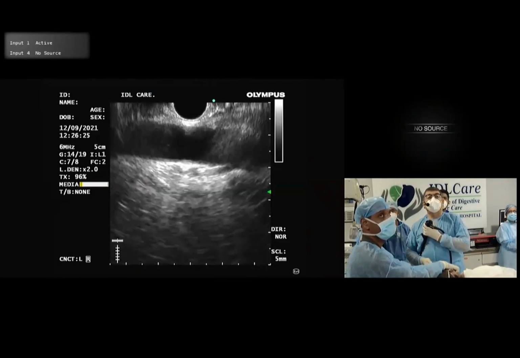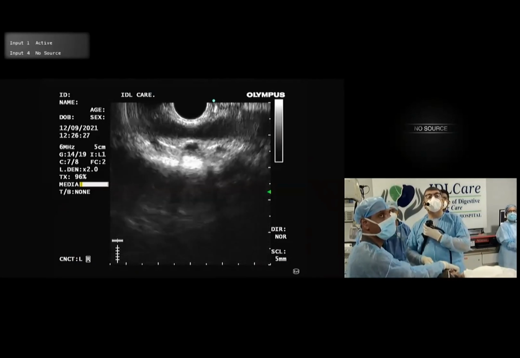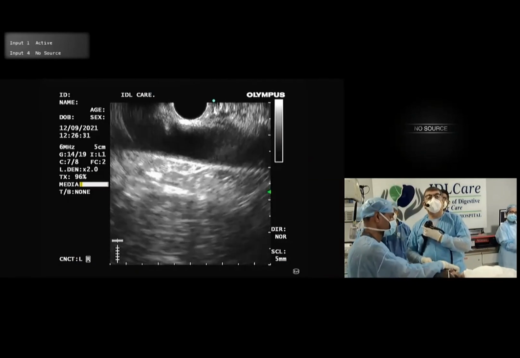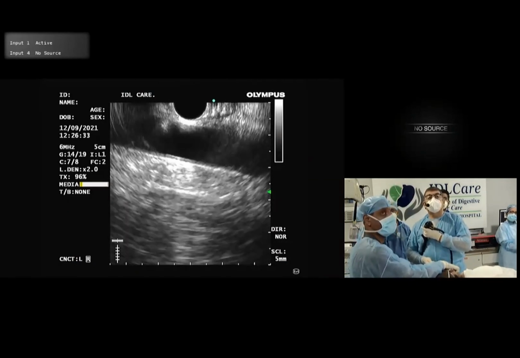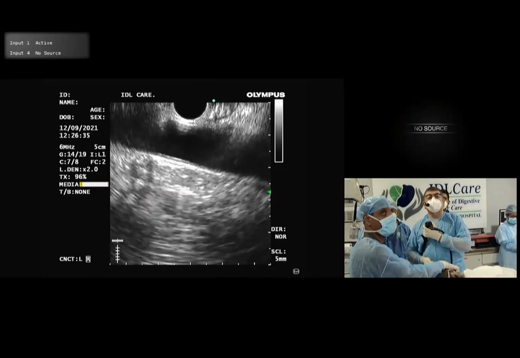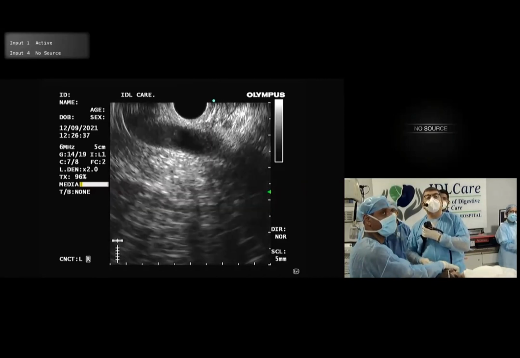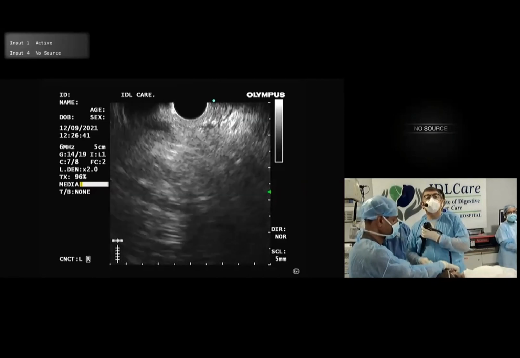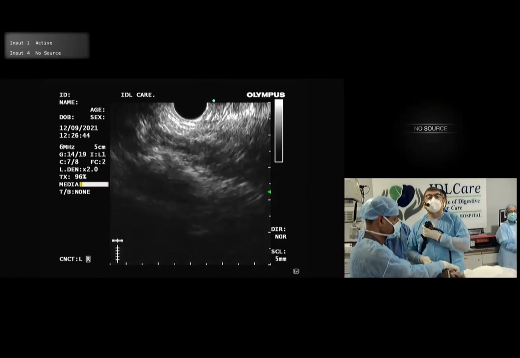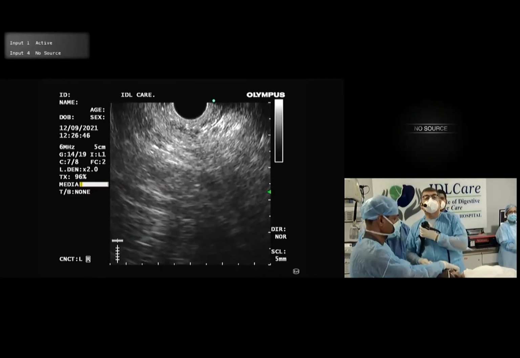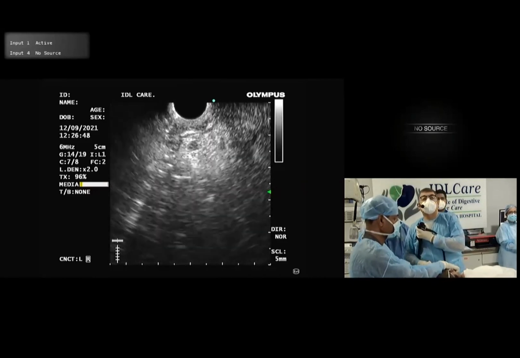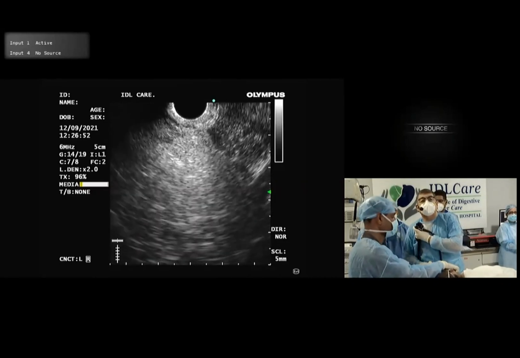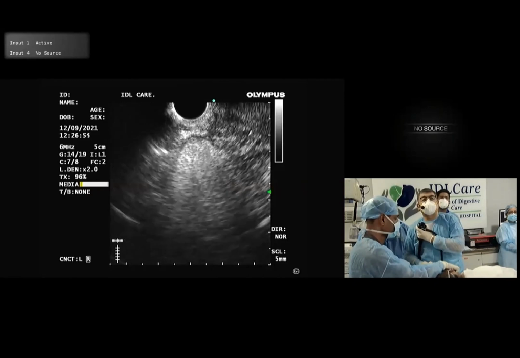Very slowly. Now I'm turning my up control also. And now with my right hand, I am using a clockwise torque. So millimeter by millimeter, use a clockwise torque and you will start seeing the head of the pancreas. This is extreme clockwise, and this is the head of the pancreas. See this? I don't see any tumor here.